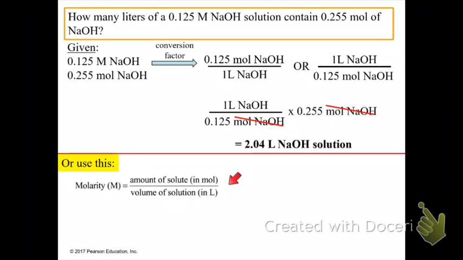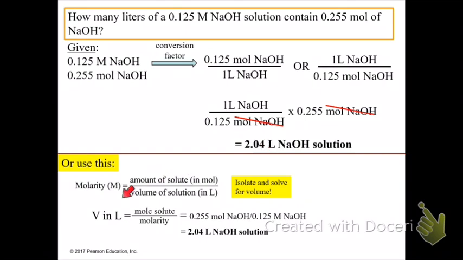So we're going to multiply volume on both sides of the equal sign and then divide both sides by molarity. And you can isolate volume using this equation right here. So all you have to do is divide 0.255 moles of solute by the given concentration, which is 0.125. And that gives you the same answer.